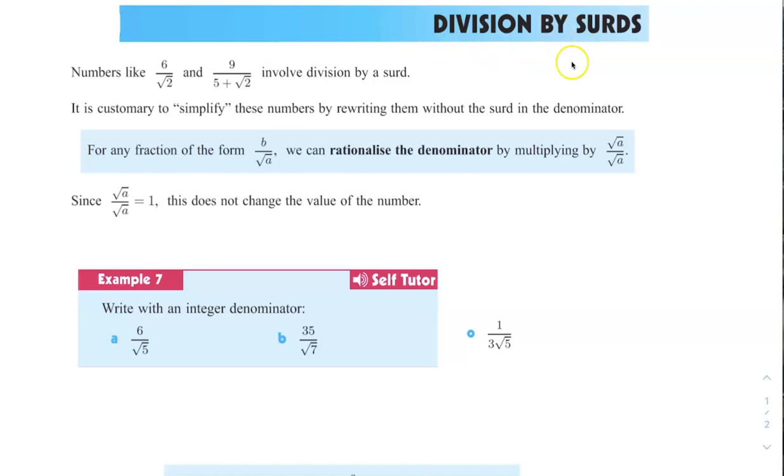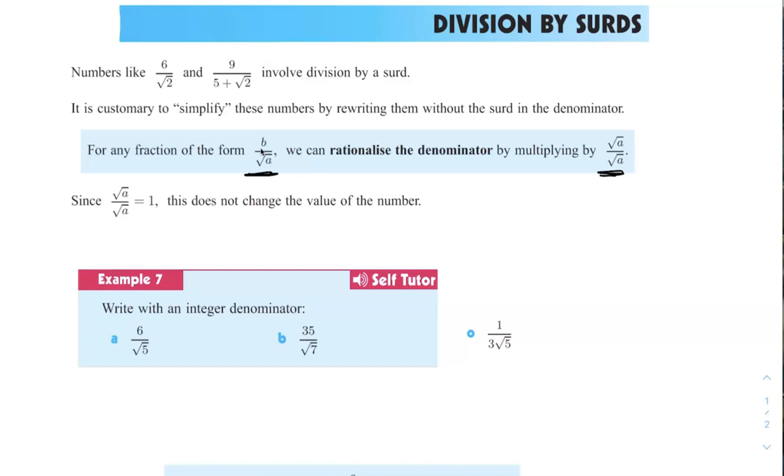Division by surds, also known as rationalize the denominator. If you remember from Algebra 1 and Algebra 2, in general, it's not proper to have radicals that you can't simplify, also known as surds, in your denominator. One way to get rid of it is to multiply both top and bottom by that radical. That gets rid of it.